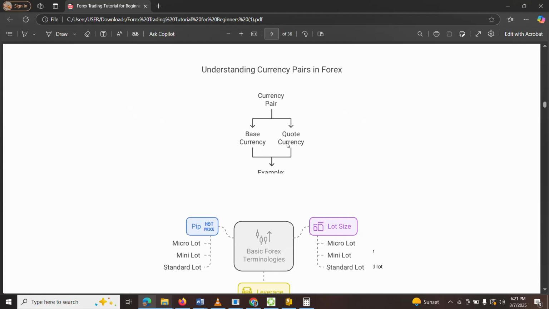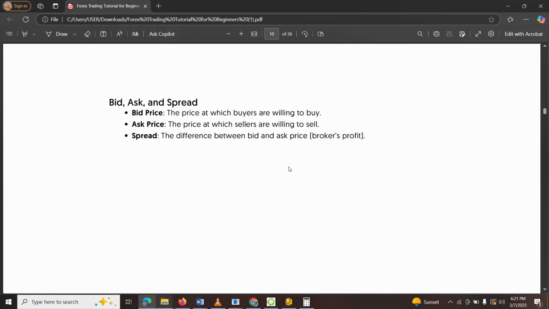Then we proceed to understanding how we understand the currency pairs in forex. We have the currency pair, the base currency, like I've explained, the quote currency, and I've given the examples. And then again, we need to understand what is bid, ask, and spread. So, what are these?